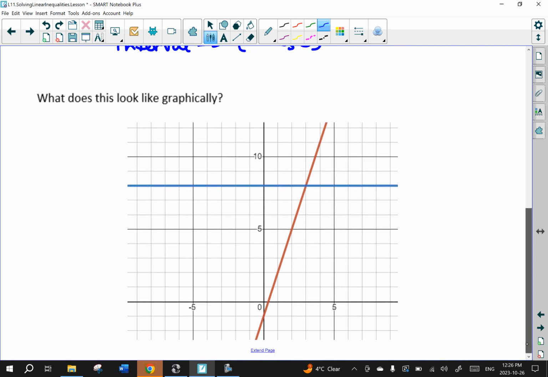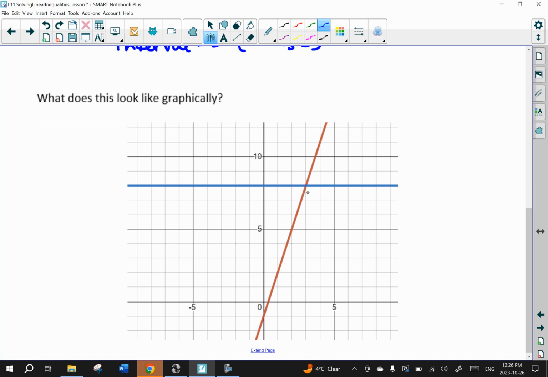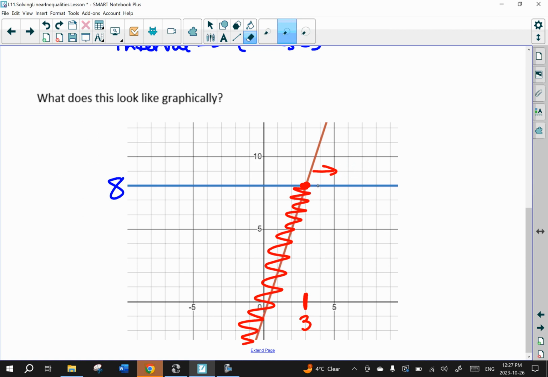What does it look like graphically? So basically, it's saying this graph, 3x minus 1, slope of 3, y-intercept of negative 1, has to be less than 8. What does that look like? Well, where's 8? Here's 8 right here. It's less than 8 all the way over here. As soon as we get to this point at 3, that's our turning point. And our interval after 3 is positive. Or, well, I don't want to say positive. It's more than 8. So it is positive, but it's just more than 8. So that's what it would look like graphically.